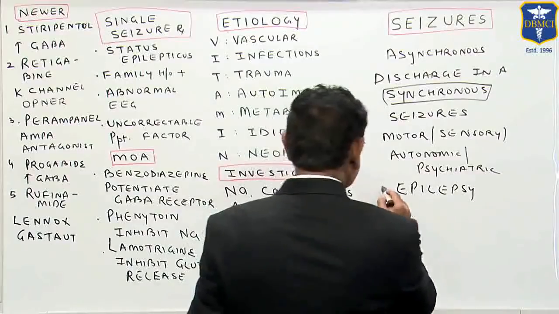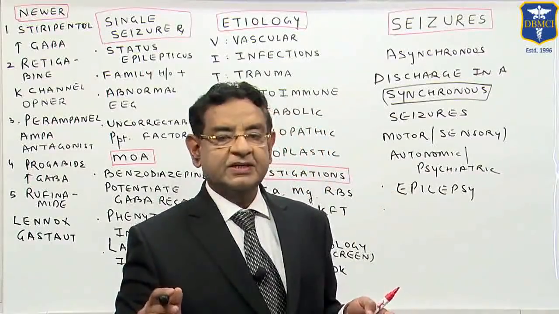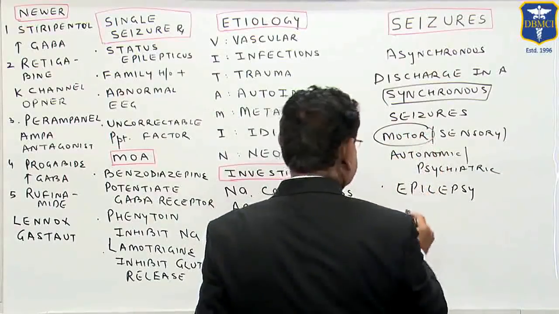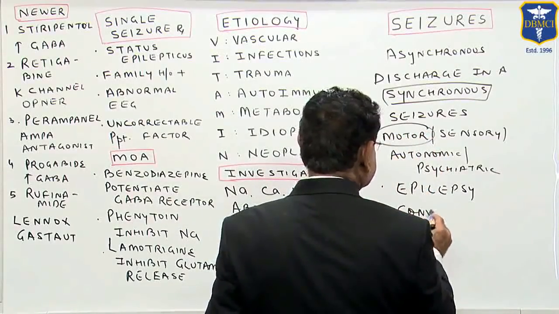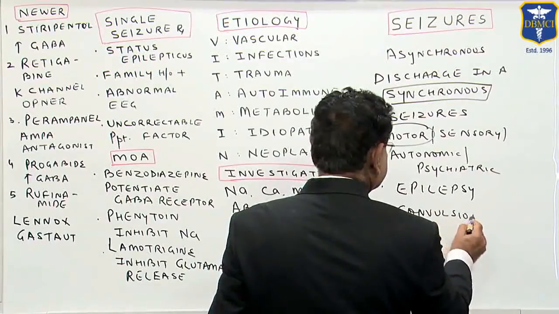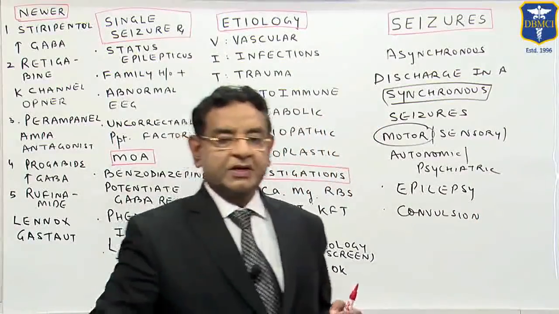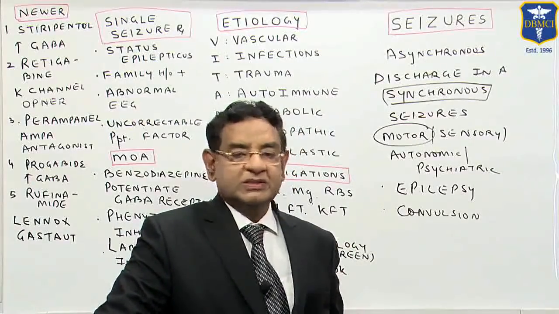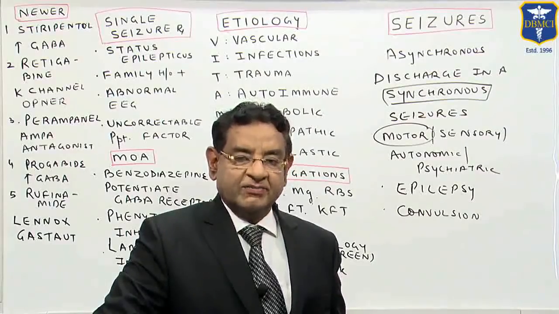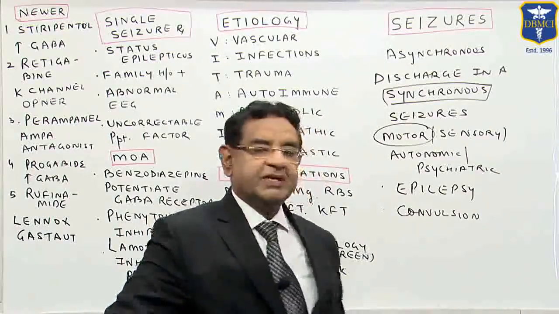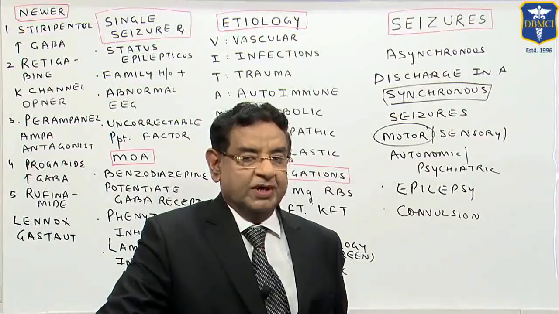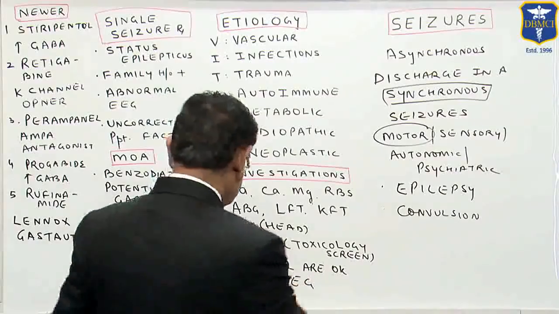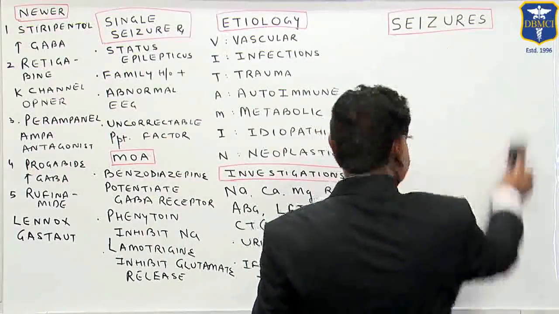And if a seizure has a motor feature as its clinical feature, then we call it convulsion. So remember, convulsion is a type of seizure, but all seizures are not necessarily convulsive. That means patients with the motor feature are convulsions only. Okay, these were a few definitions that we got to know about seizure disorder.